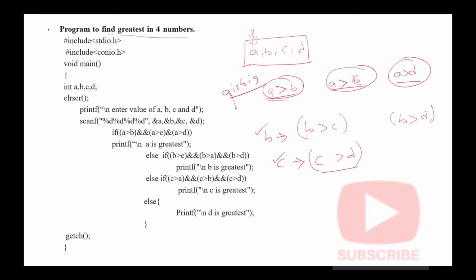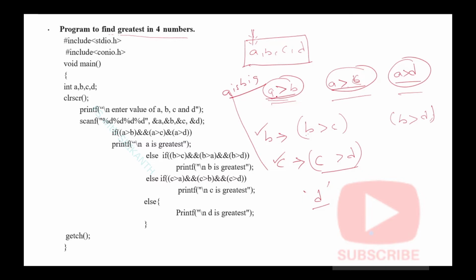If these three scenarios A, B, C do not give a big number, then automatically we confirm D is the biggest number, right? You understood the logic? First we check the condition. These three situations: is A true or not? A is bigger than B and A is bigger than C and A is bigger than D.